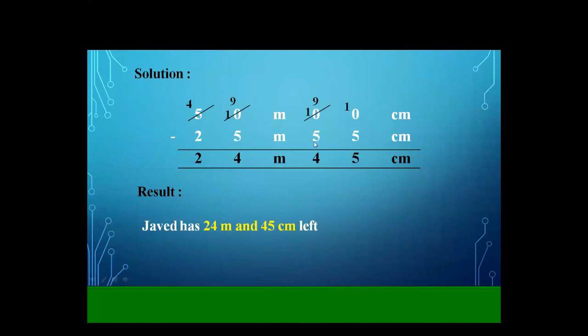Why do you put 0 here? Just to balance or just to solve the question. Your question is 50 meter, 25 meter and 55 centimeter. Why do you put 0 here? Just to balance or to solve this question.